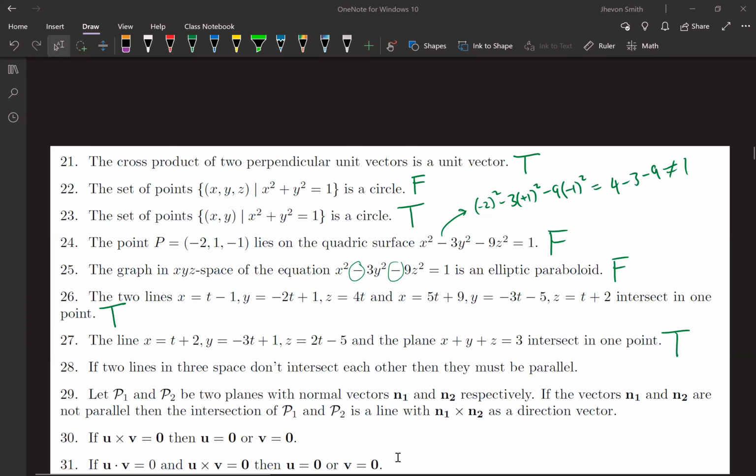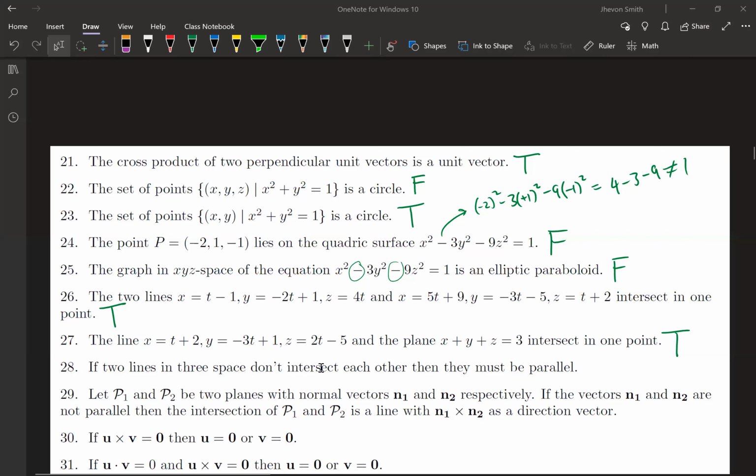A new poll is up. Problem 28. If two lines in three space don't intersect, then they must be parallel. This is more of a concept question, so I will give like 5 more seconds. Okay, we'll end. There are the results. 90% believe it's false.